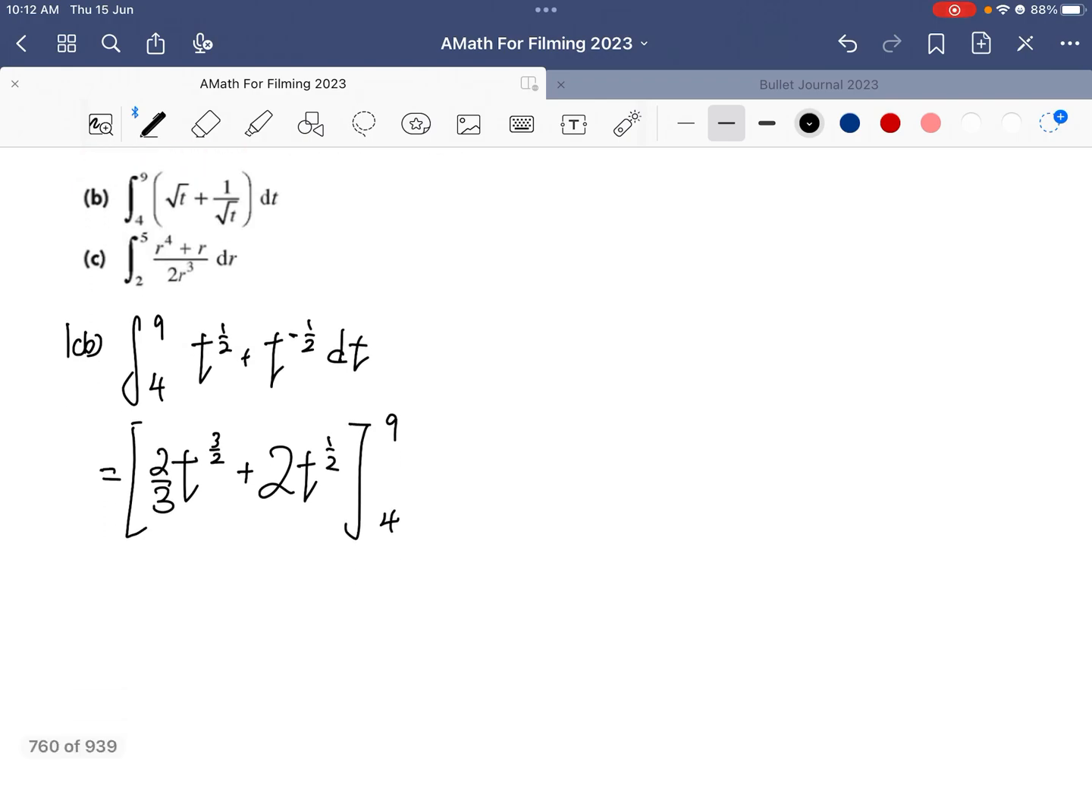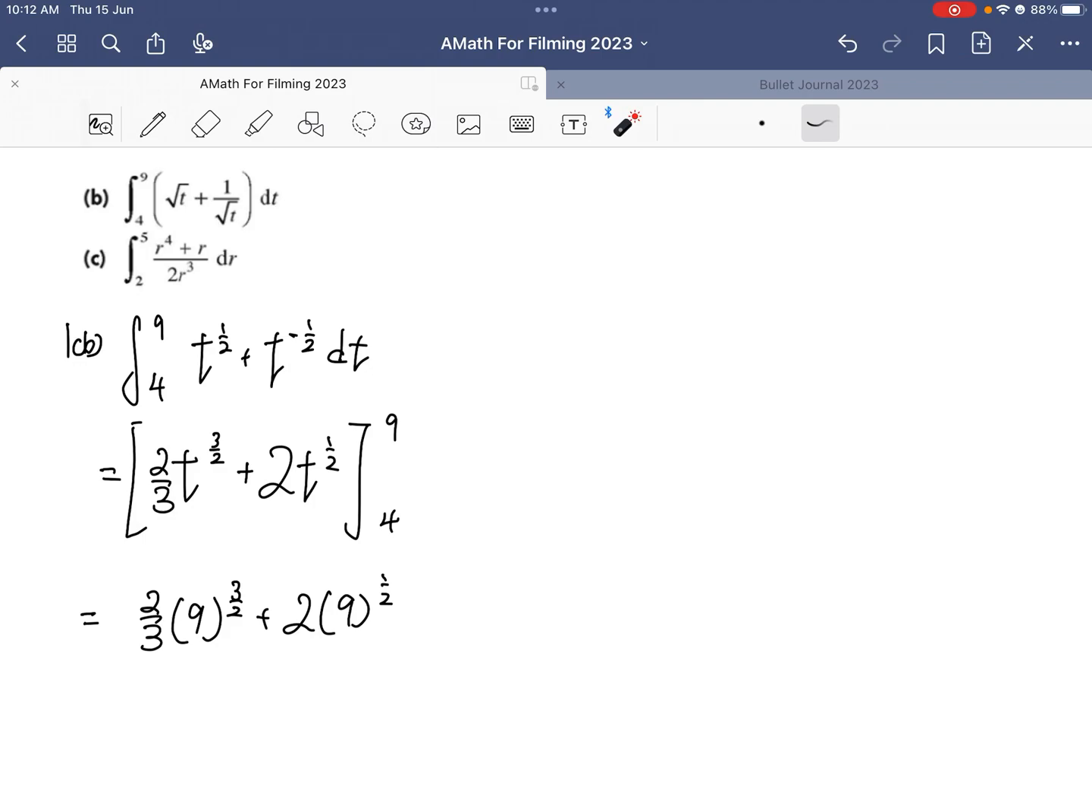Do you remember what we need to do now with the 9 and 4? Similar to what I've introduced in part A, we put 9 to the power of 3 over 2 plus 2, 9 to the power of half. So basically, I'm just substituting 9 into the t.